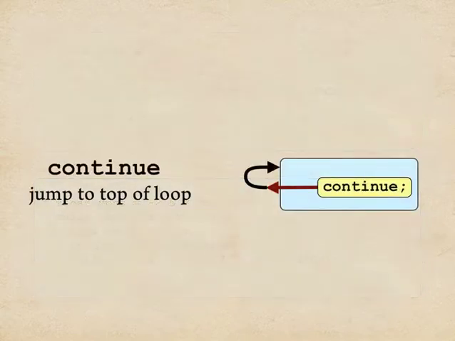So continue is very simple. It just says, when you execute me, I jump back up to the top of the loop right away. And that's all there is to continue.